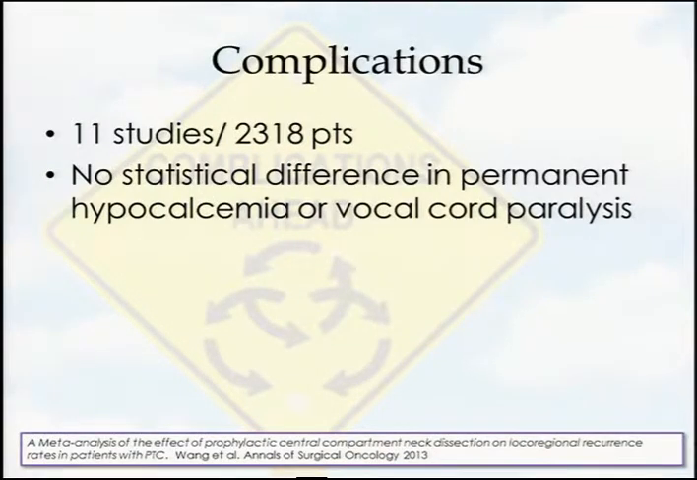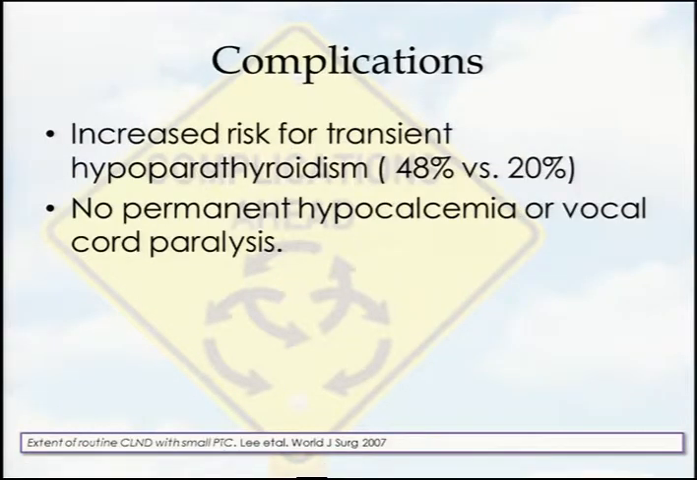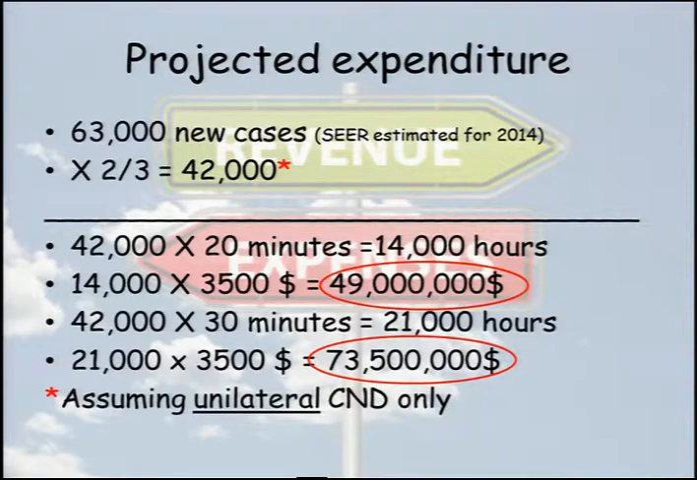Complications, I won't spend much time on complications. Suffice to say that there's no statistical significance in most studies that I've seen with permanent hypocalcemia or vocal cord paralysis. There are indeed differences in transient hypoparathyroidism, up to 48% versus 20%, although it's really important to note that all these patients, or most of them, will recover.